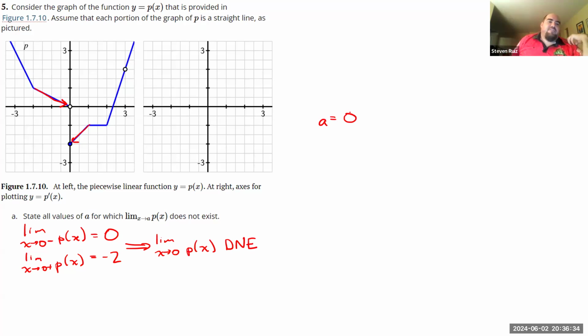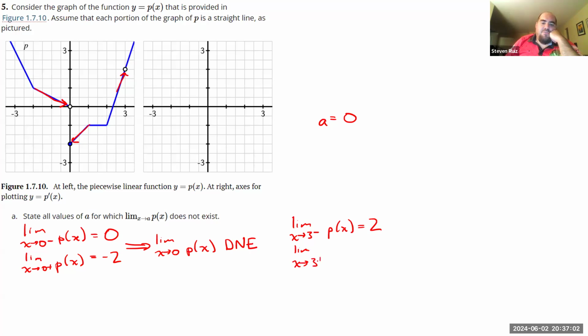So now let's look for any others. Do we see any other jump discontinuities like that? Don't see anything else like that, but something else we can look at, let's at least look at x equals 3. Let's do the same kind of analysis there. What is the limit as x approaches 3 from the left of p of x? As I approach from the left, what value do I approach? Looks like I approach 2.